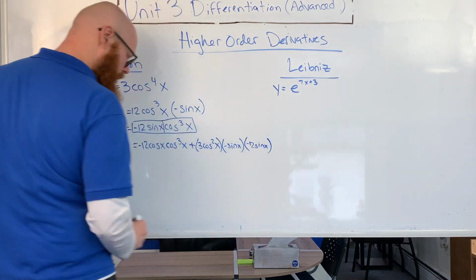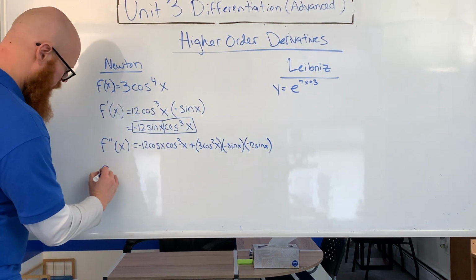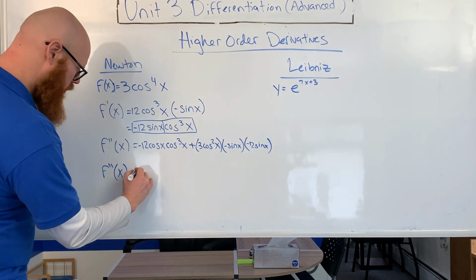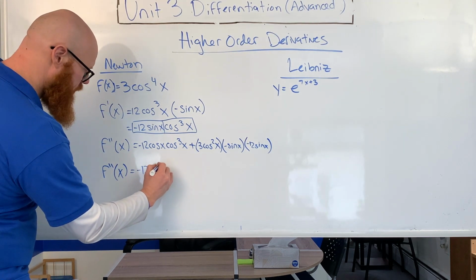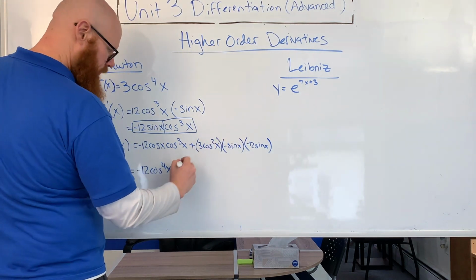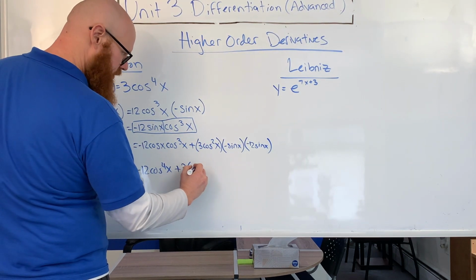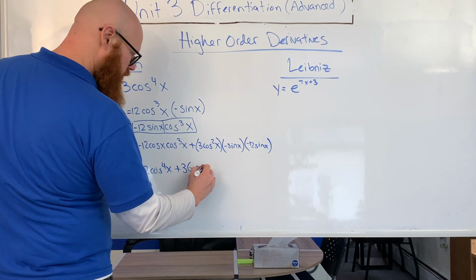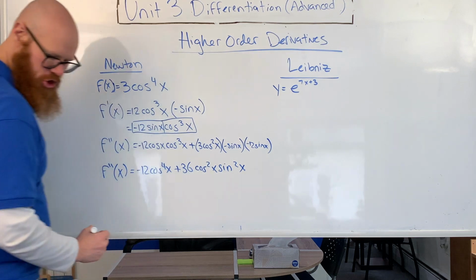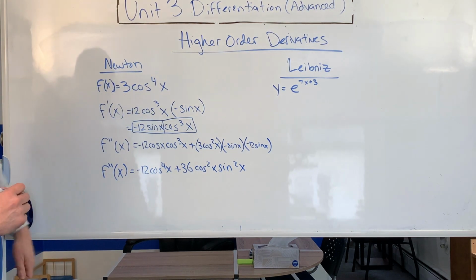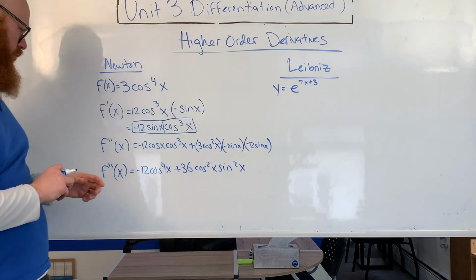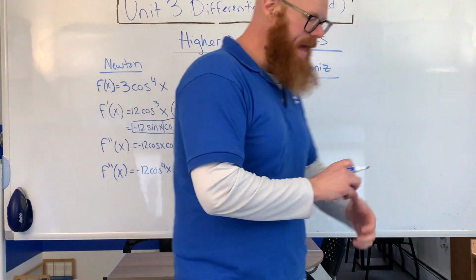All right, so it can get pretty complicated. And then if we want to write this again, this first one could be negative 12 cosine to the fourth x. And then all of this, the two negatives make a positive, so I would get plus 36 cosine squared x sine squared x. That should be correct. And yeah, that looks correct. All right, so that is our second derivative.